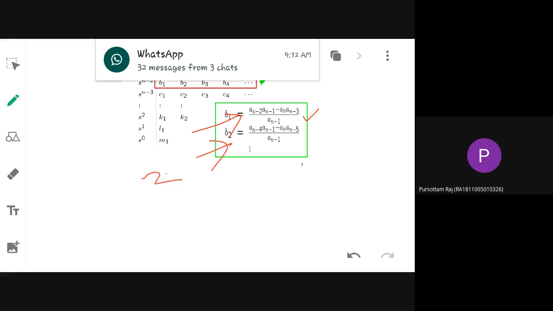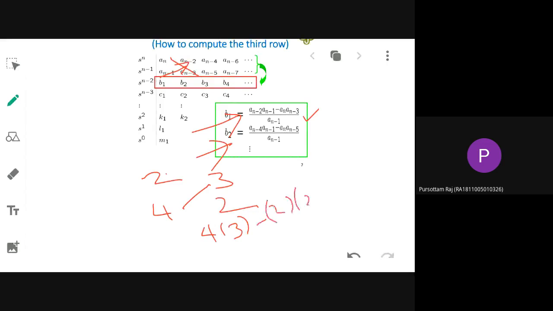Suppose you have 2, 3 here, 4, 2, then how will you get the next row first element? You have to do 4 into 3 minus 2 into 2, divided by 4. This is the reverse way of determinant multiplication, divided by this element.